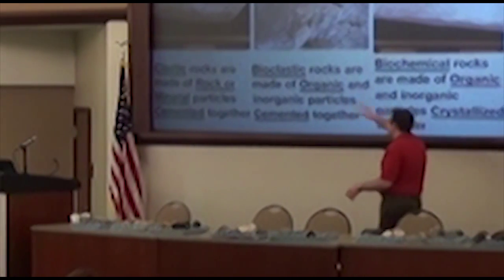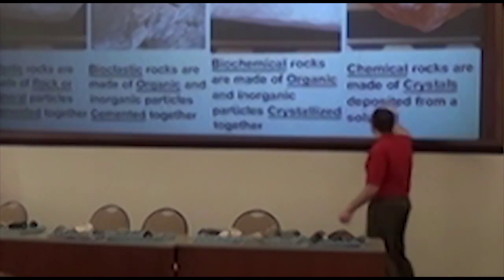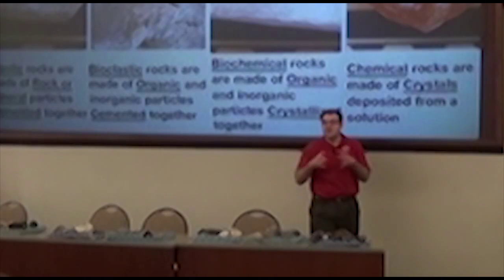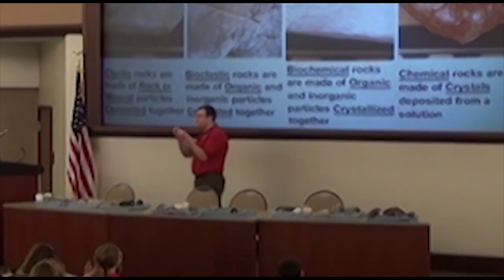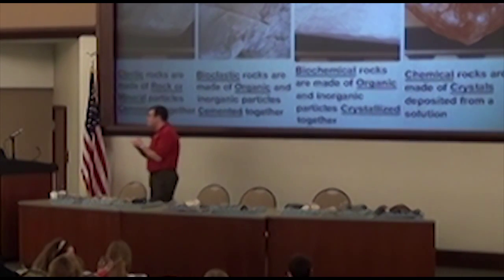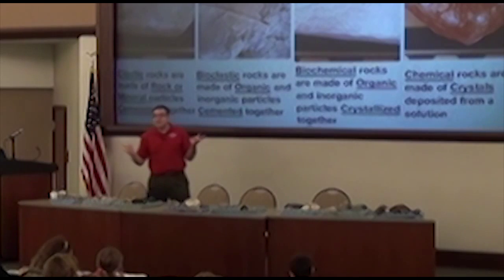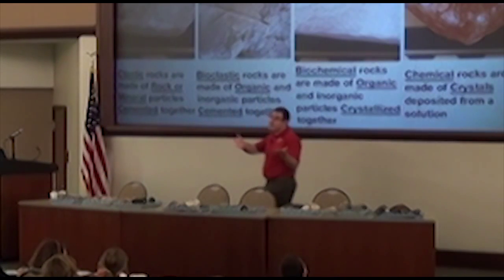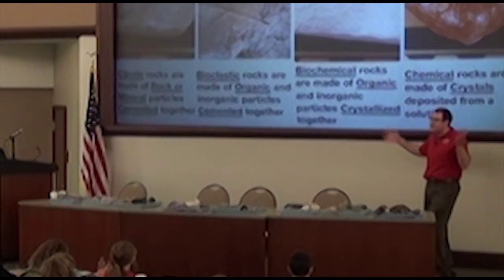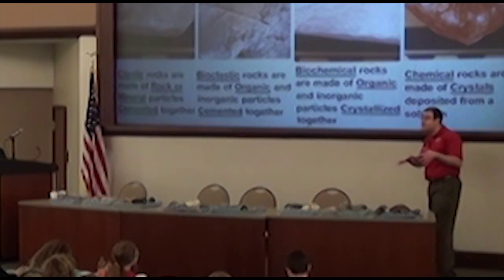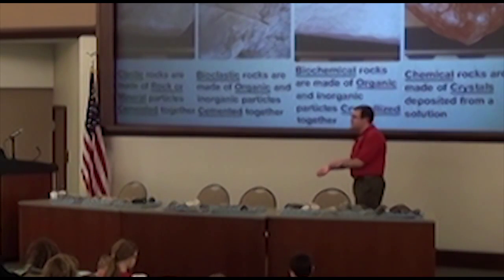Okay, the other end of the spectrum is chemical sedimentary rocks. Chemical sedimentary rocks means they're made of little crystals that were deposited from a solution. So instead of being made of pebbles and parts and pieces that were stuck together, chemical rocks are from a solution. I don't know that there's any in your kit that are specifically chemical. Some examples I can give you are some minerals that you have in your kit, actually. Halite and gypsum are often also considered chemical sedimentary rocks, depending on how they formed. So halite and gypsum are two common chemical sedimentary rocks.